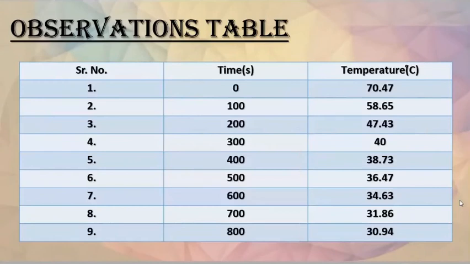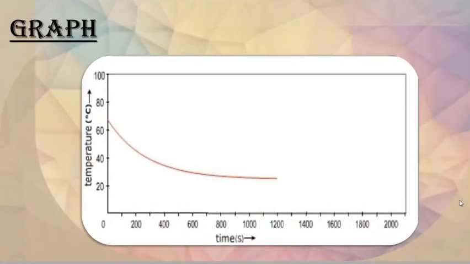Now, in this observation table, we can see that as the time increases, the temperature decreases as the disk is allowed to cool down after removing the steam chamber. Next slide. Now, this graph shows the variation of temperature with respect to time. As the time increases, the temperature decreases. At first, temperature decreases rapidly, then its pace decreases.